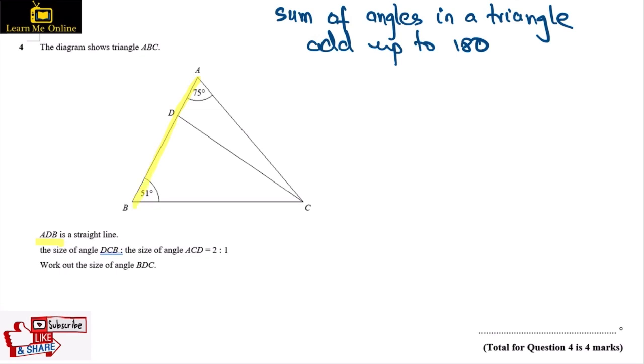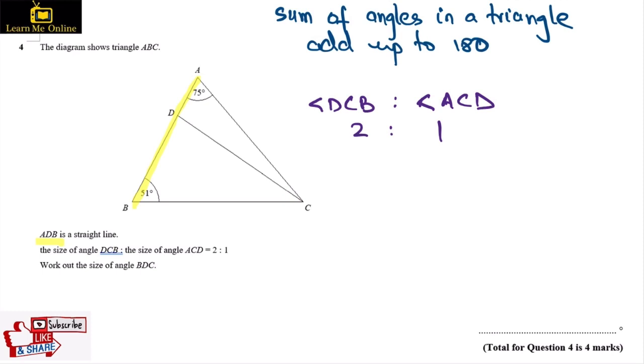The size of the angle DCB to the ratio of the angle ACD. So angle DCB to angle ACD is 2:1. Okay. Work out the size of the angle BDC. I'm going to see which is triangle BCD.